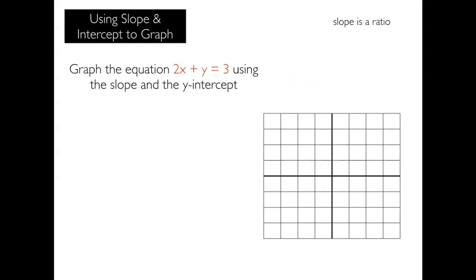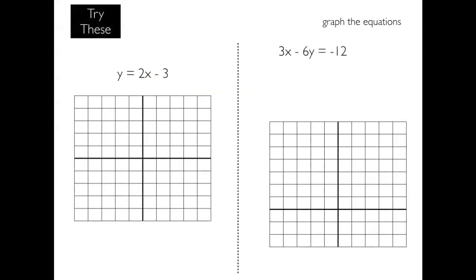Graph the equation 2x plus y equals 3 using the slope and the y-intercept. We must rearrange this to get it in y equals mx plus b form, which is our slope-intercept form, and we get y equals negative 2x plus 3. I like to start with my y-intercept, so I would start at positive 3. From there, I'm dropping down 2 and over 1, and I repeat that process until I have at least 2 points to form the line.